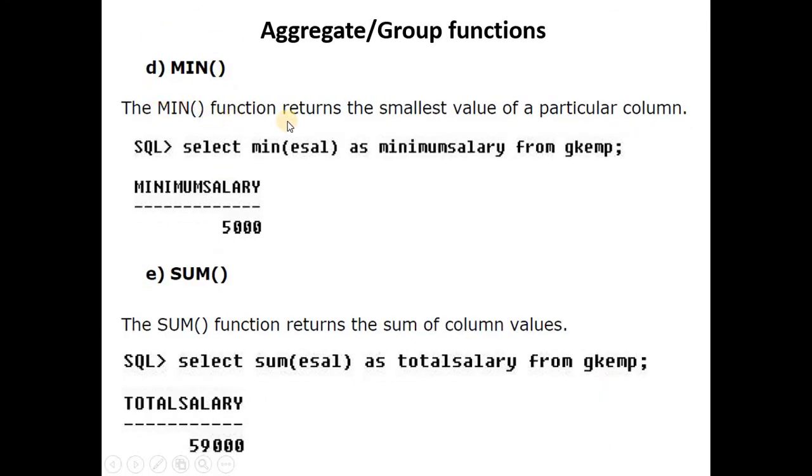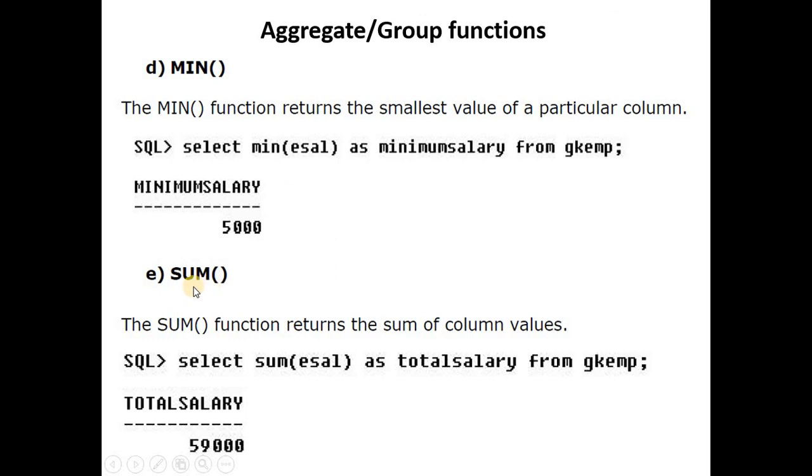Min function. The min function returns the smallest value of the particular column. Assume you want to get the lowest salary. It is present in the ESAL column of the GKEMP table. Then we will say select min of ESAL as minimum salary from GKEMP. Thus, from the set of salaries, you are trying to find the minimum, and you want to display it as a minimum salary, right? This is how you could mention a minimum salary.